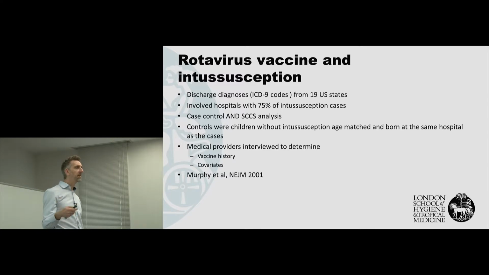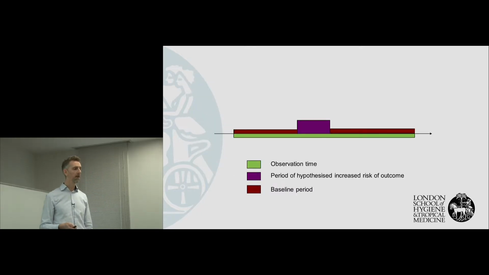So the medical providers interviewed the parents of the cases and the controls to determine both their vaccine history and other covariates that they would want to adjust for. And this is a paper that was published in the New England Journal of Medicine in 2001. So here was the study design.